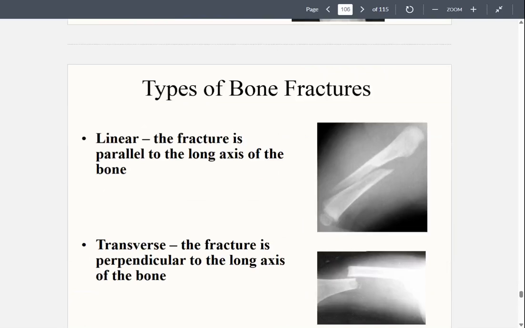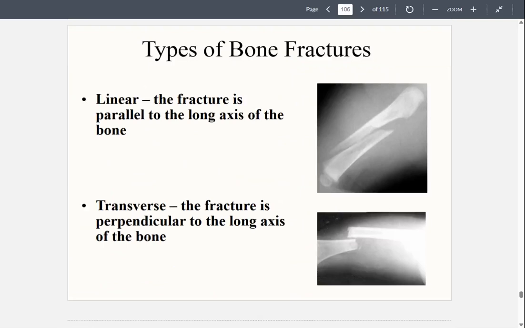A linear fracture is when the fracture is running parallel to the long axis of the bone, so it's running the length of the bone, such as this one right here. Transverse fractures are when they run perpendicular, so they cut through, such as this one right here.